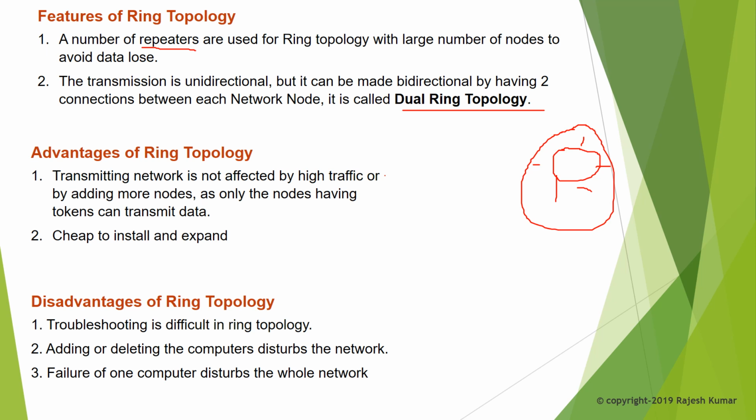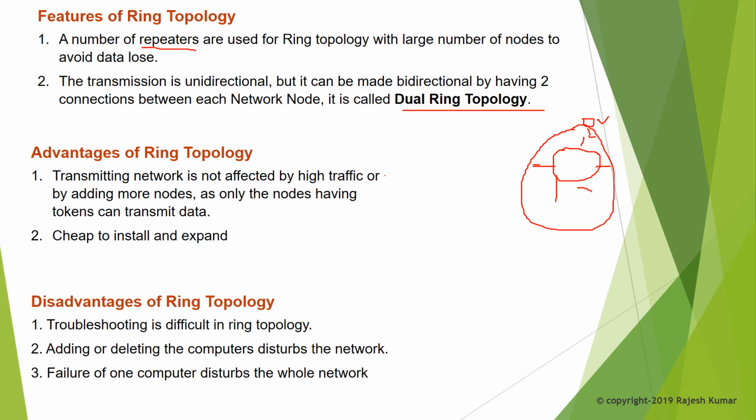The one thing that we need to know about the ring topology is that if one node or one computer in the ring topology goes down, the entire network will go down, because this computer, which is not working at the moment, will not be able to pass the token to the next hop, and unless the next hop gets the token, that computer will not be able to transfer any data.